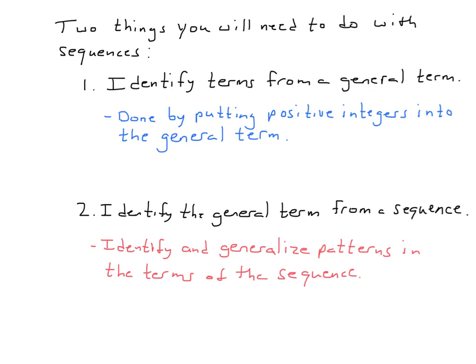There are really two things that you're going to need to do with a sequence. Number 1, you're going to have to identify the terms from a general term. This is done by putting positive integers into that general term. The general term, again, will be written in terms of the letter n. That is our variable. So we're going to plug positive integers in for n in the general term, and that will help us identify terms of that sequence. The other thing that we'll be asked to do is identify the general term from a sequence. In this case, you're going to have to identify and generalize patterns that you might notice in the terms of that sequence to help you create that general term.